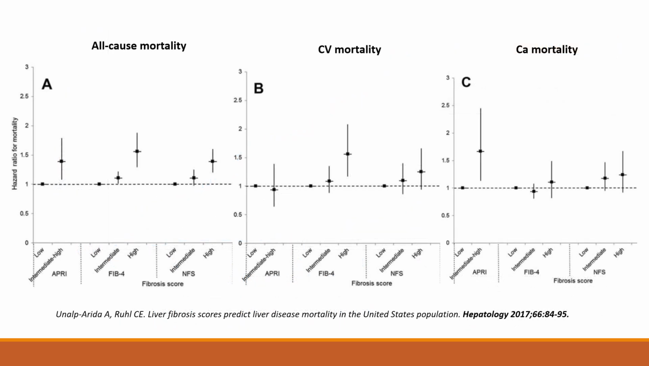And their prognostic value is not limited to liver-related events. From ENHANCED data, it seems that high FIB4 and NAFLD fibrosis score are independently associated with a higher all-cause mortality, and the high FIB4 is associated with higher cardiovascular mortality.